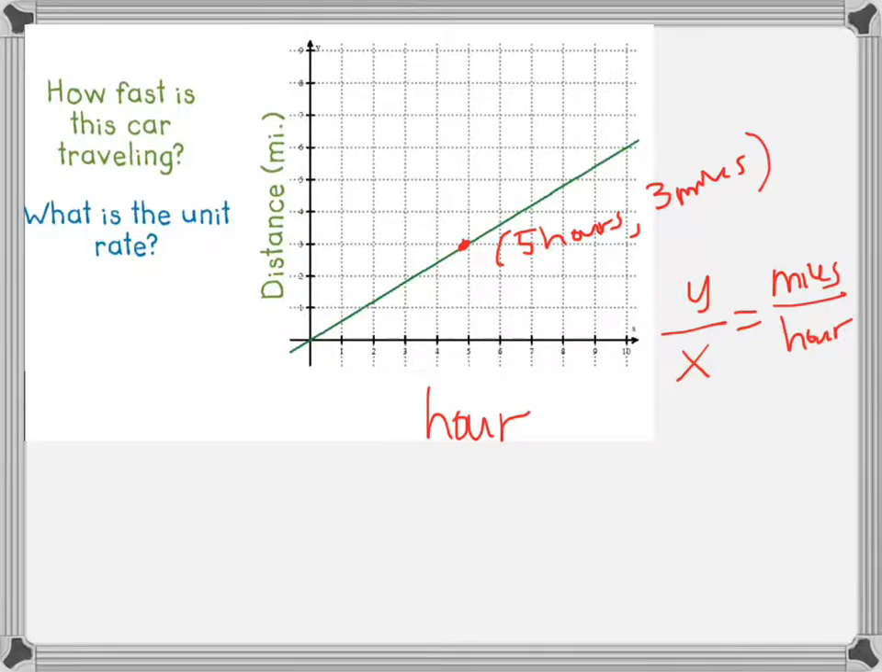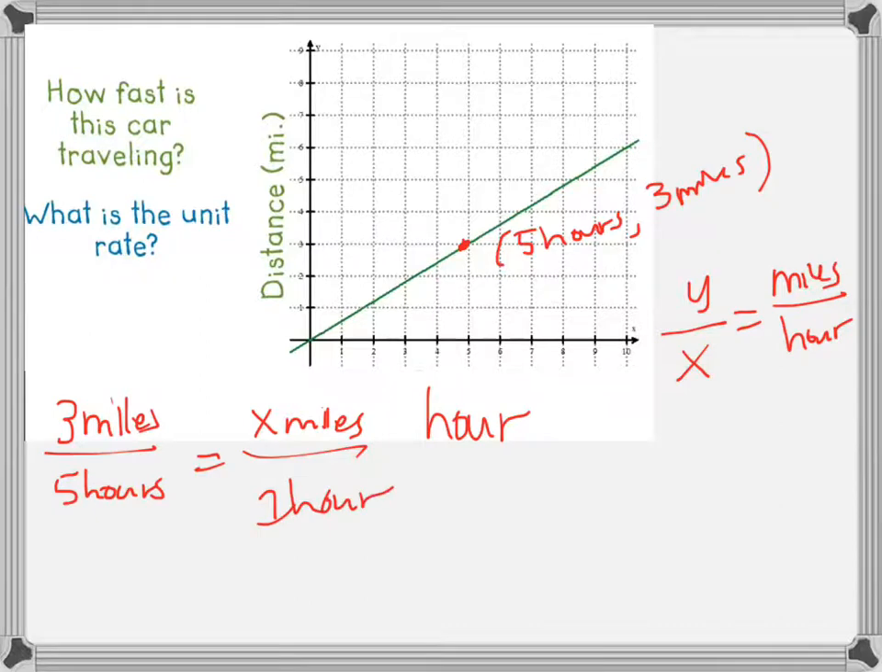If I know that it goes 3 miles in 5 hours, this must not be a car. This must be, I don't know, some sort of animal, maybe an insect. I guess 3 miles is a little far for an insect to go, but maybe it's something slower, like a piece of construction equipment or something, if it goes 3 miles in 5 hours. So we're trying to figure out how many miles this goes in 1 hour. So we do 3 times 1 is 3, and then 5 times x is 5x.